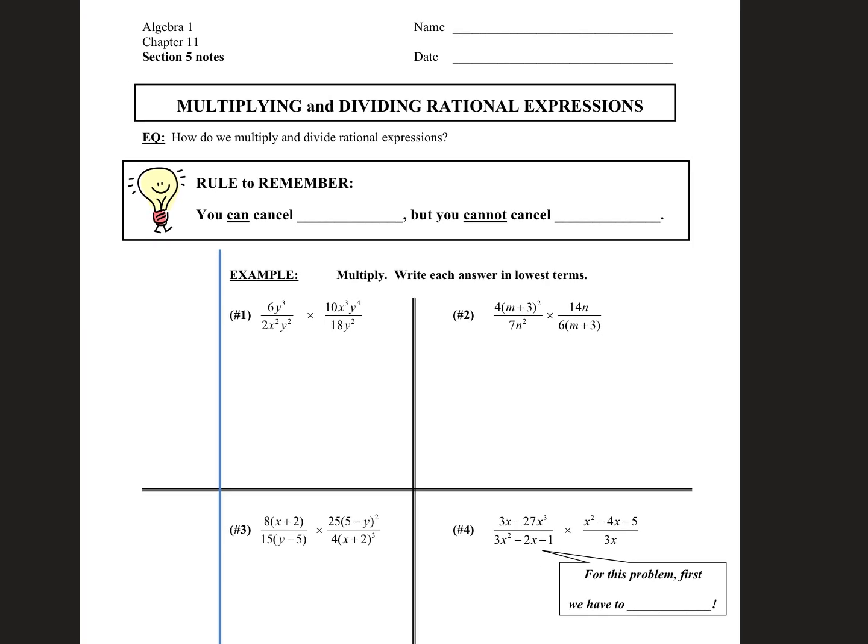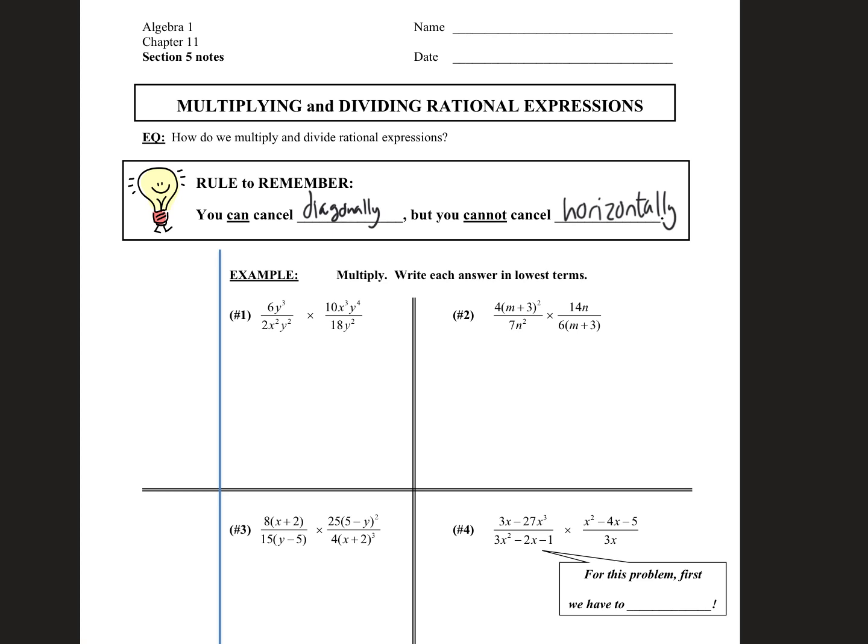We can cancel diagonally, but we cannot cancel horizontally, okay? We can cancel diagonally, but not horizontally. Also vertically, but just so we're kind of clear there, okay?